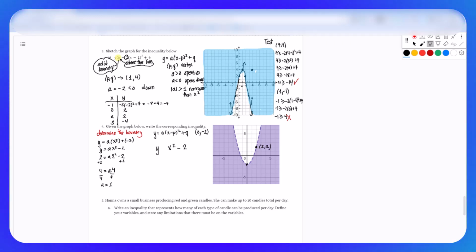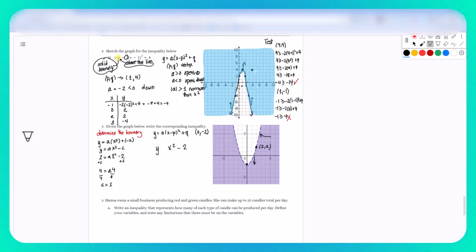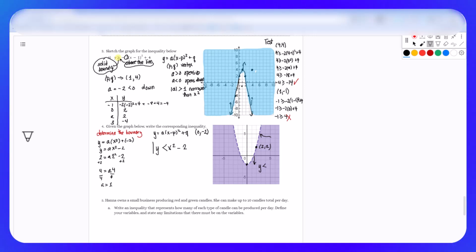Now we have to determine the boundary line. Well, this tells us that it's not included. And because it's shaded below, it tells us that the y must be less than but not equal to the boundary line. So y is less than x squared minus 2.